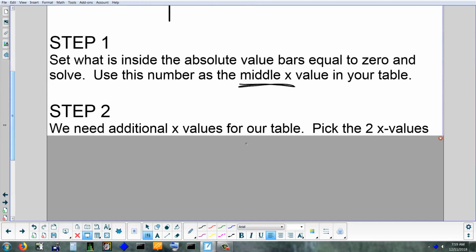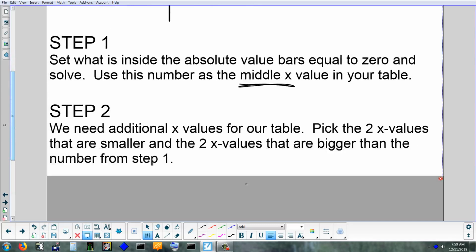Once we have the one that's in the middle, how do you get other ones? What did we say we do? Nicole? Two smaller, two bigger. Exactly. Two smaller and two bigger. So you pick two that are smaller, two that are bigger.